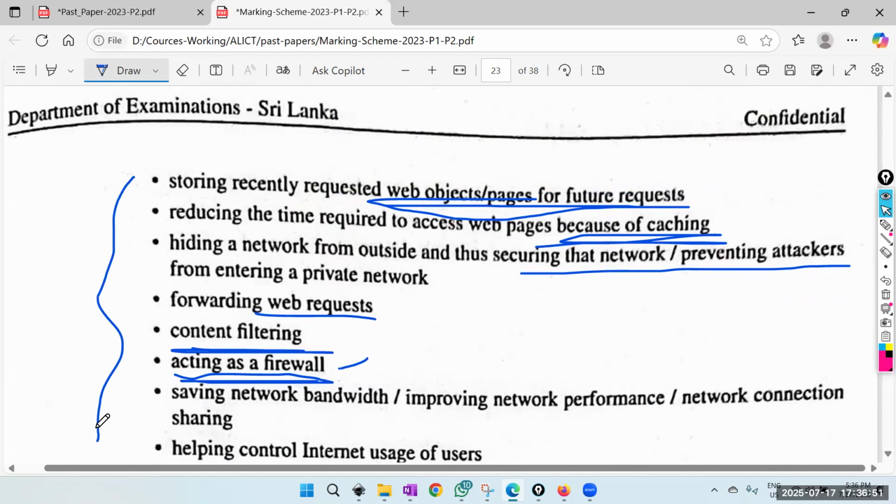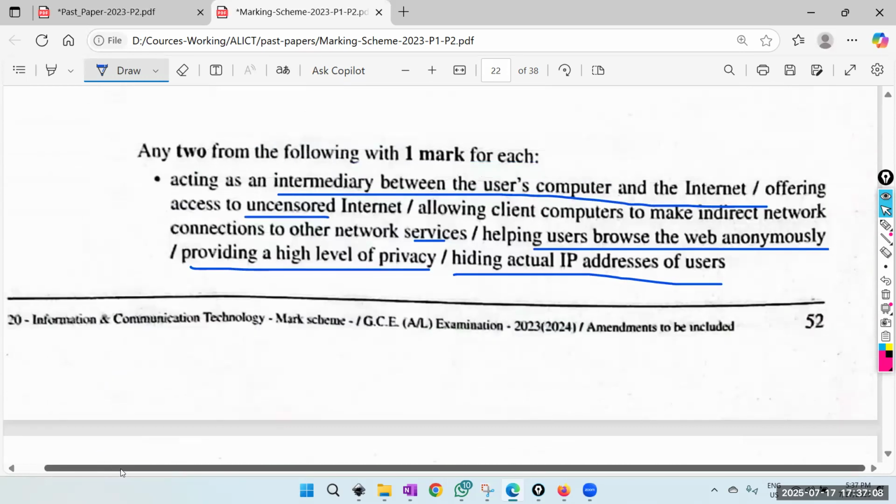Therefore, make sure you write your best answers like caching, IP address translation, analyzing traffic to provide basic security. Those are the best answers. Usually, examiner will not ask you to write five. Maybe examiner will ask two or three usages.